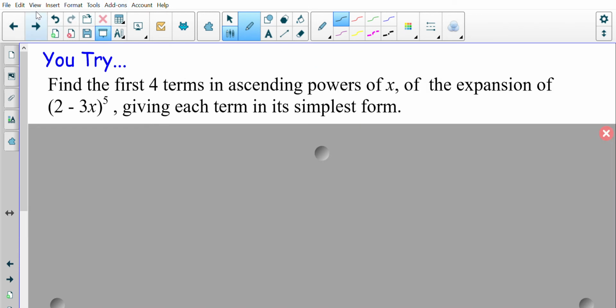Right, what I'd like you to do now is pause the video and have a go at this one. Okay, when we get higher powers, so you notice you've got a higher power of 5 here, sometimes it doesn't want you to work out all the terms, this just wants the first 4 terms in ascending powers of x, but simplify each term. Okay, so pause the video and have a go at this.